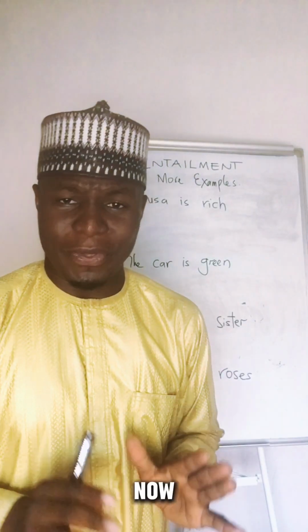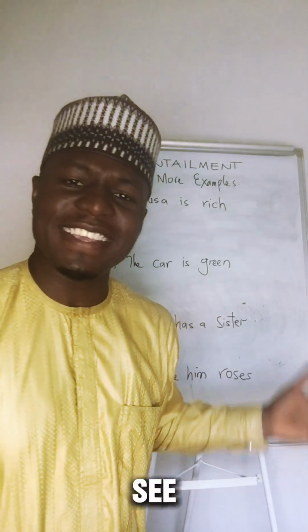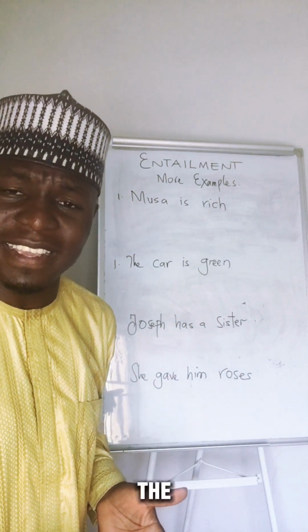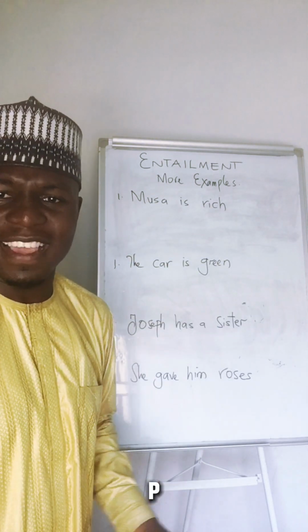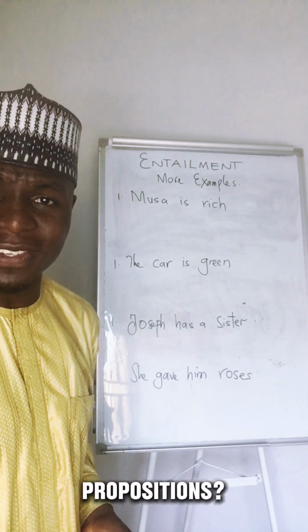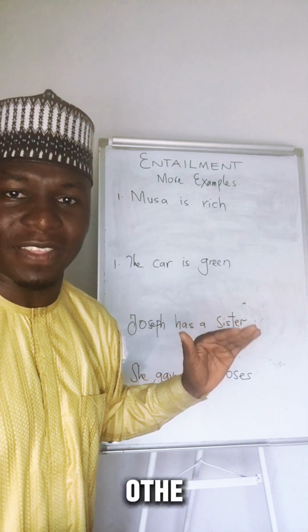Okay, now if you are able to understand what we have discussed so far, let's see if you can analyze these propositions and give us the entailments. These are all propositions P. Can you provide the proposition Q for this set of propositions? Can you provide the entailments? Okay, now let's look at them one after the other.